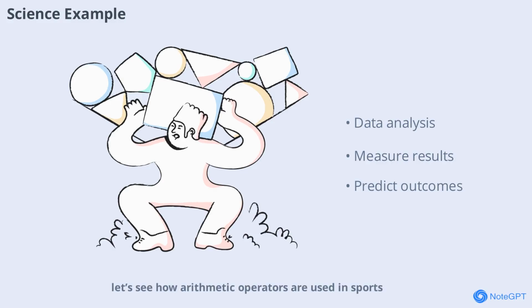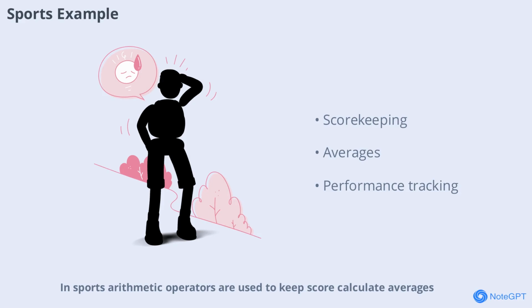Next, let's see how arithmetic operators are used in sport. Arithmetic operators are used to keep score, calculate averages, and track statistics. For example, adding points, subtracting penalties, or dividing total goals by games played to find an average. Coaches and players use these calculations to improve performance and strategy. Arithmetic makes it easy to understand and compare results.